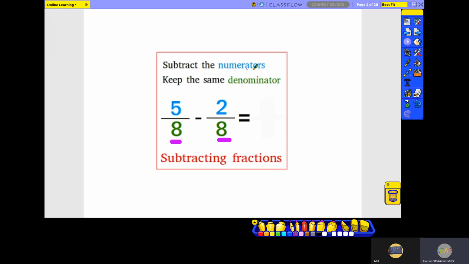Now, here we've got a few guidance notes. Subtract the numerators and keep the same denominators. So the rule states that when the denominators are the same, you keep the denominator, especially when you're adding or subtracting. Now, all you need to do here is simply do 5 take away 2, which gives you 3, and that is the answer when working with the same denominator.